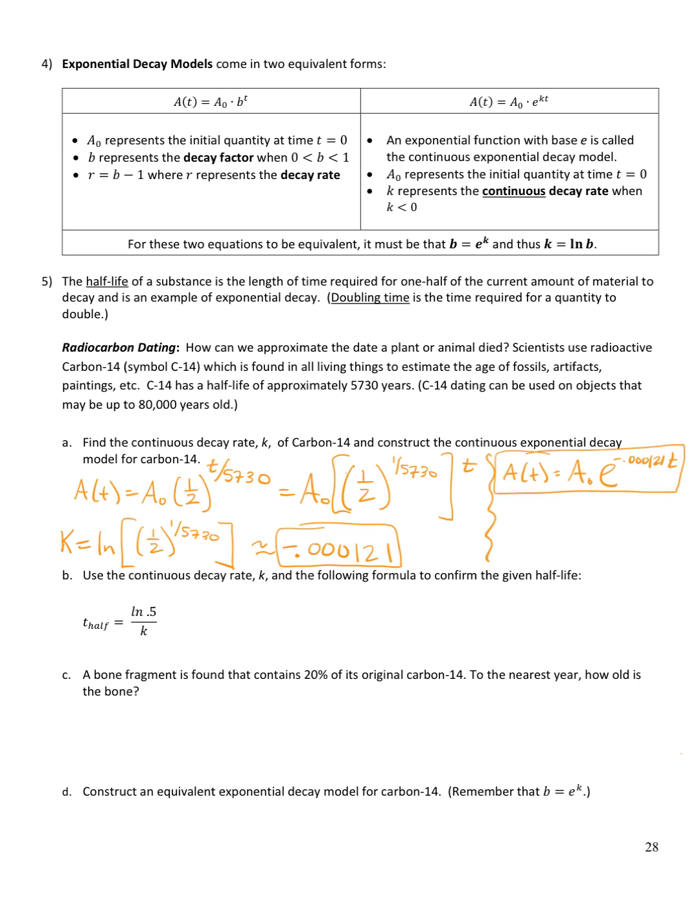Now I want to use the continuous decay rate that I just found and the following formula to confirm the given half-life. So I'm going to do the ln of 0.5 divided by k, which I rounded. It's negative 0.000121, but it's really 9688094. I want to get as close as I can to the actual half-life, so I didn't round this k this time. So this comes out to 5,730, or very close.